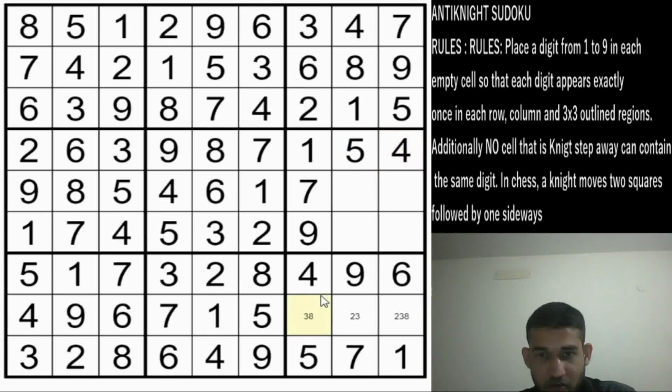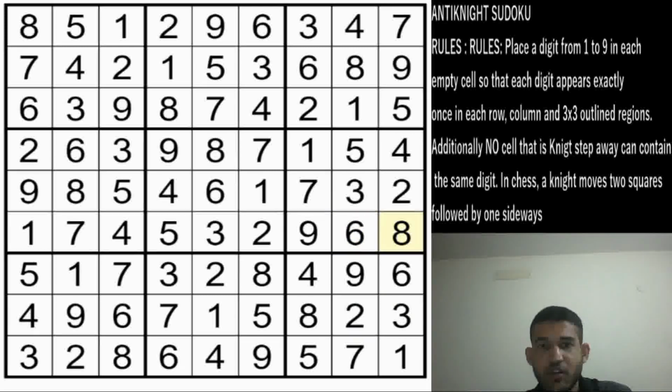Okay, column 7 has only 8 left, and 2 and 3 has to be in these two cells. Row 5 has 2 and 3 left, but this cell is at a knight's move from this 2, so this would be a 3 and this would be a 2, which forces this to be a 2 and this to be a 3, and now the left out digits are 6 and 8, and that forces the 6 and the 8 to be here. So this had a cute anti-knight solve.